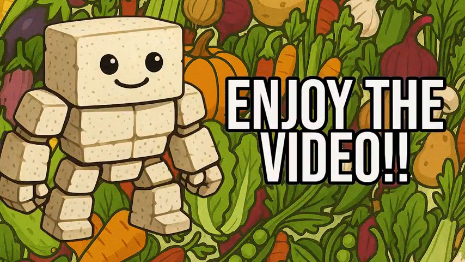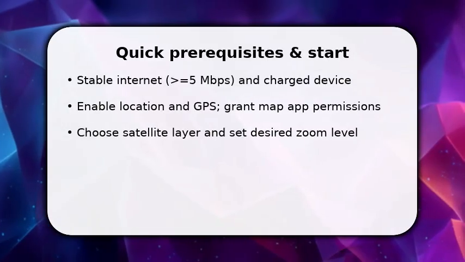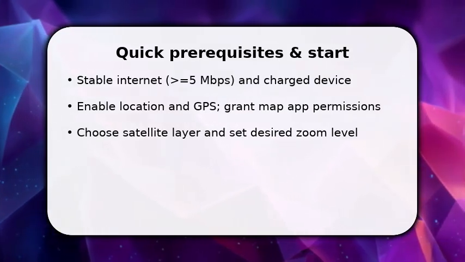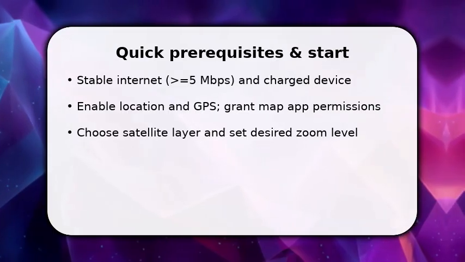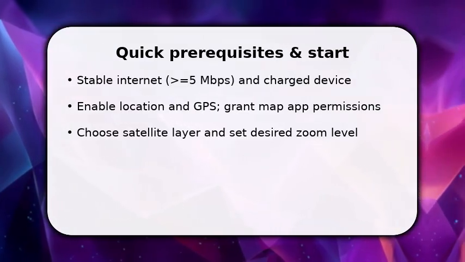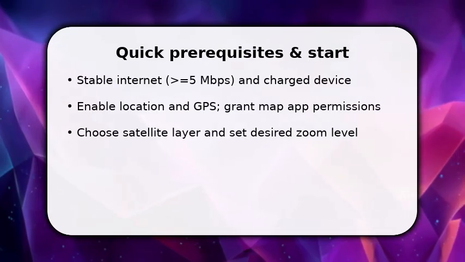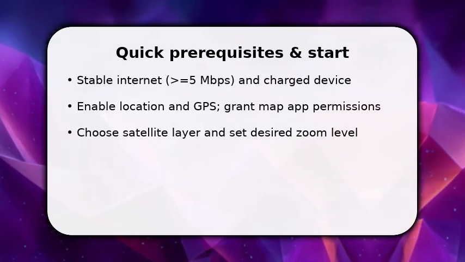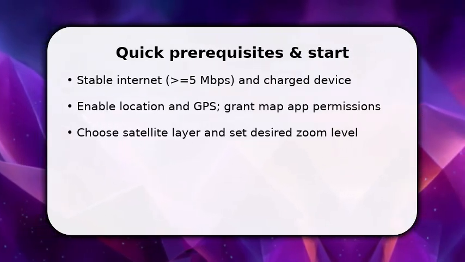Please enjoy the video. You need a stable connection and location services enabled. Once that's confirmed, open your satellite map app and sign in if required. Tap the layers icon and select the satellite or hybrid view. This loads high-resolution imagery. Next, center on your area by typing an address or using the GPS target button.